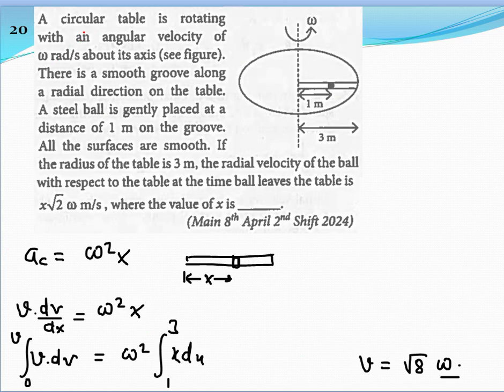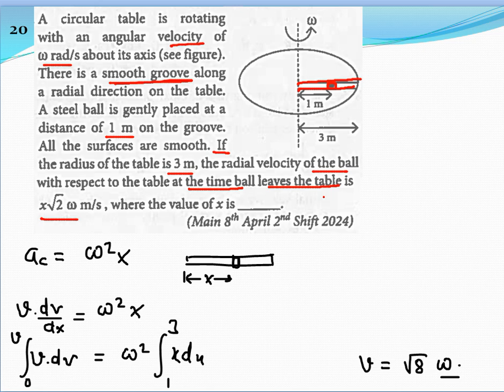Here, on a circular table rotating with velocity omega radian per second, there is a smooth groove, like a section is cut from here, along a radial direction on the table. A steel ball is gently placed at a distance of 1 meter on the groove. All the surfaces are smooth. If the radius of the table is 3 meter, find the radial velocity of the ball with respect to the table at the time the ball leaves the table edge.